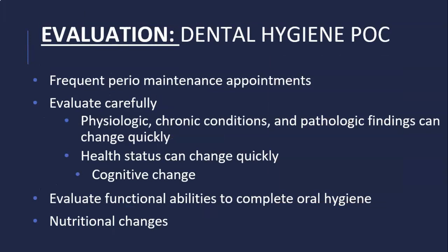Frequent perio maintenance appointments oftentimes are required, even if there's not a lot of super active disease, just maintaining. If they're at high risk for things, it's good to put them on a 3, 4, 5 month recall, just depending, and then evaluate carefully things like their psychological state, chronic conditions, pathologic findings. All of this stuff can change quickly.